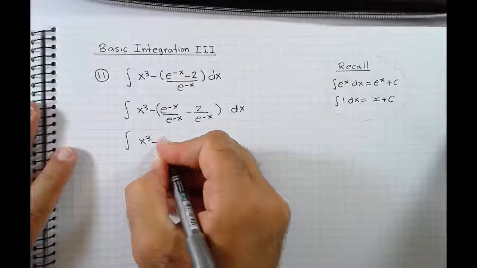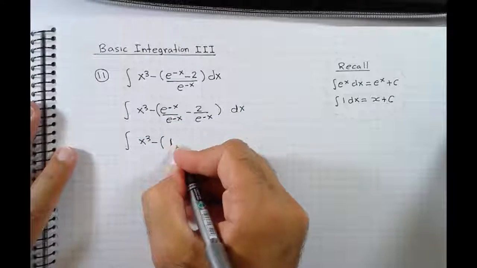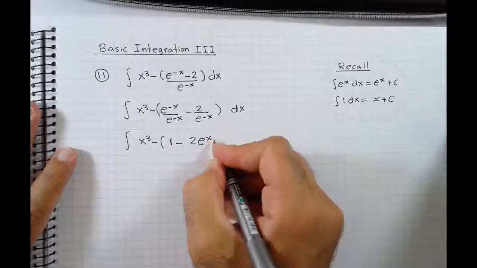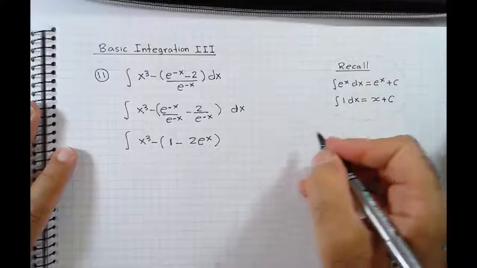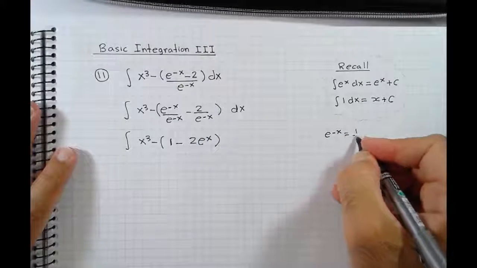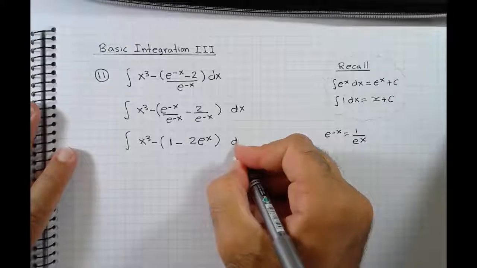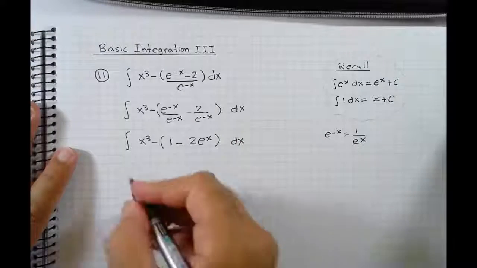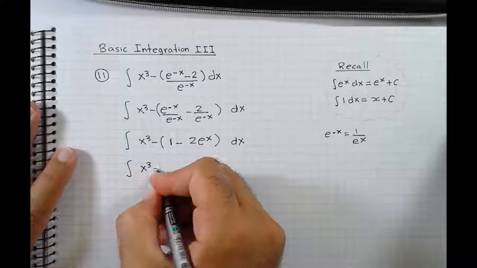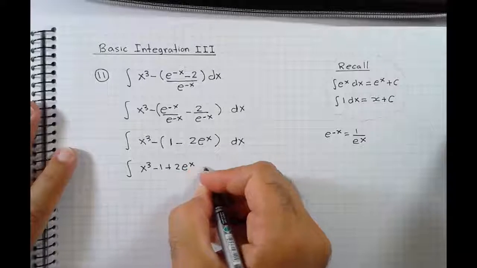That's x cubed minus e to the minus x over e to the minus x, which cancels out. You get 1 minus 2 e to the x. We can bring this up. So e to the minus x is 1 over e to the x. And integrate with respect to x. Simplifying a bit further, distributing this negative sign, that's the integral of x cubed minus 1 plus 2 e to the x, dx.